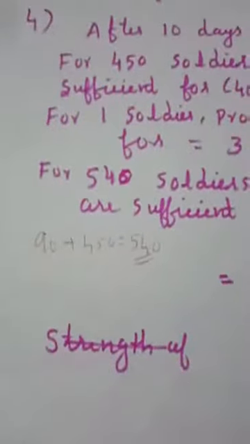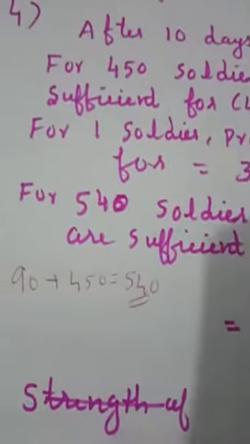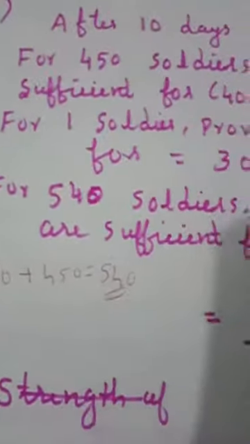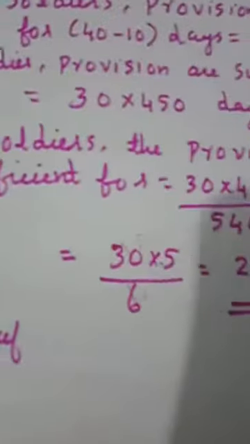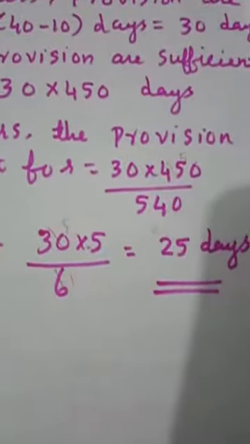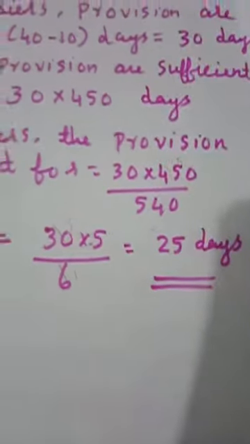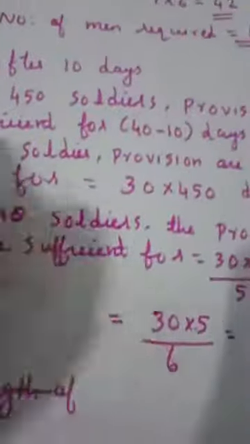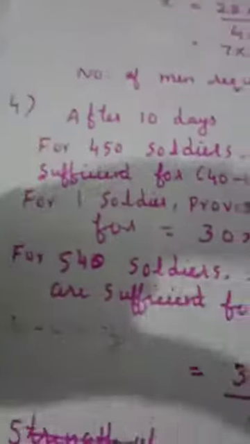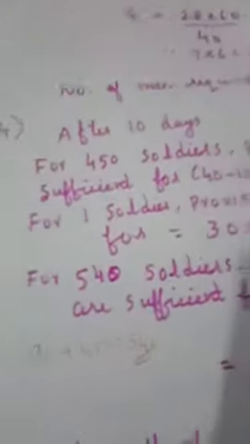Now for 540, how do we get 540? 90 more soldiers came, so 90 plus 450, 540. For 540 soldiers, the provisions are sufficient for 30 into 450 by 540. It is 25 days. Okay. See, you can do this if you want. If you have any doubt, you can do this in table method also.